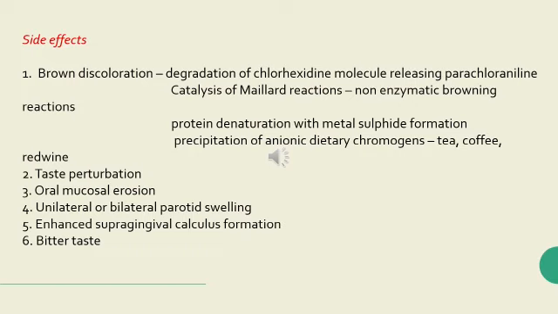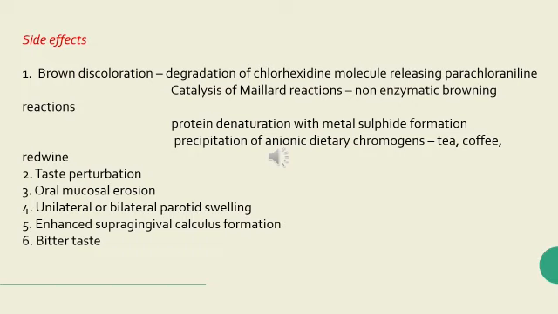That is, you have a whole lot of protein denaturation because of the desquamated epithelial cells and the bacteria which are there, which react with the metal and form metal sulfides, and that eventually leads to the brown discoloration. Next, you have the precipitation of the anionic dietary chromogens. That is, you have various chromogens which are there. Chromogens are coloring agents which are present in tea, coffee, and red wine, or even the toffees we chew, and they precipitate on the surface, eventually leading to staining.